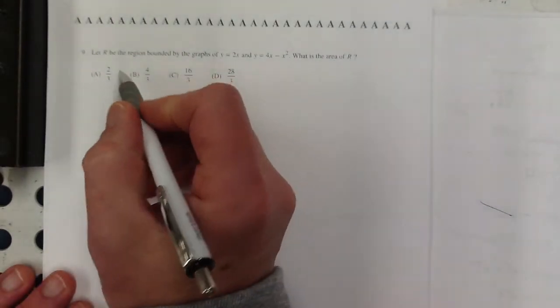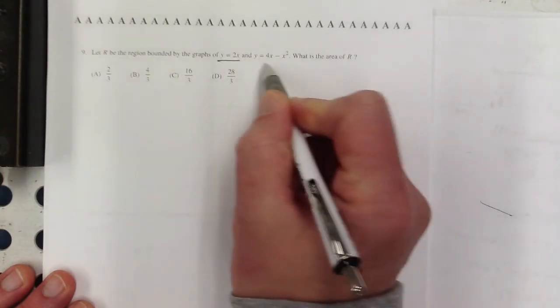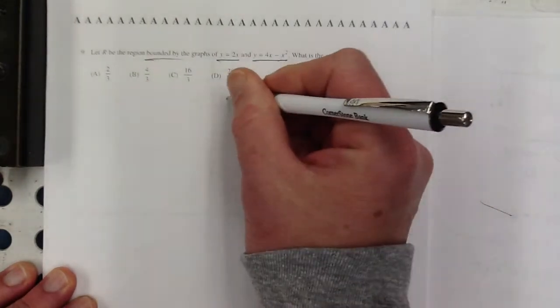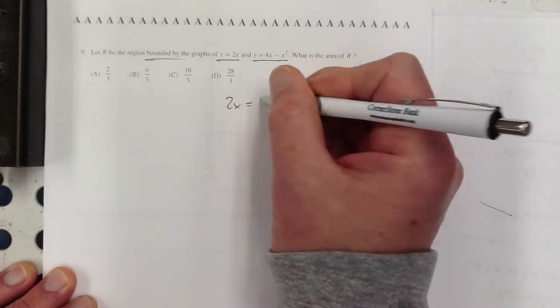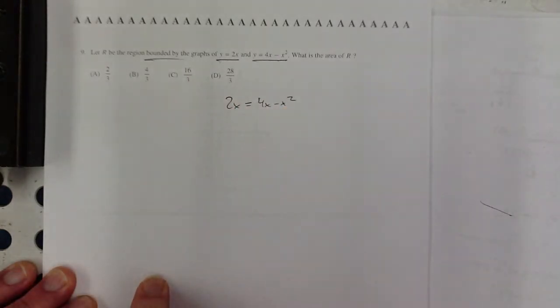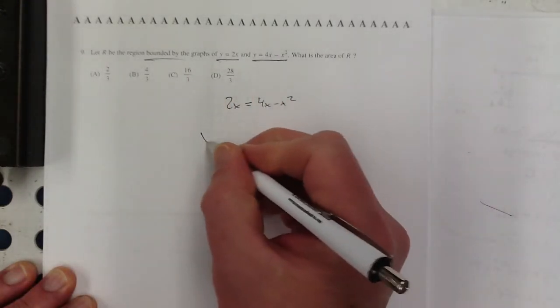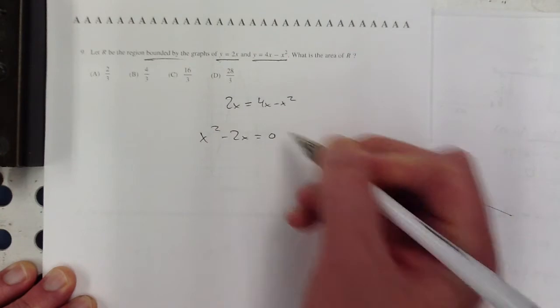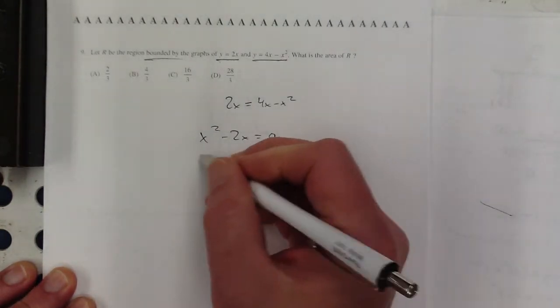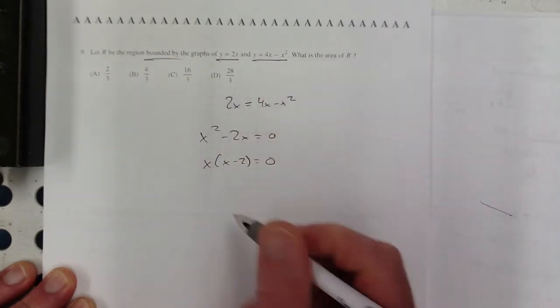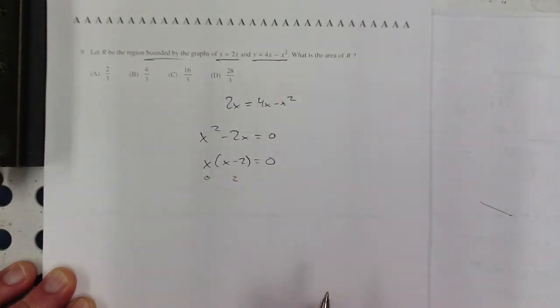Number 9, let R be the region bounded by the graphs of y equals 2x, and this, what's the area of R? Well, if I want to know the area bounded by them, I need to know where they intersect each other, so I'm going to set them equal to each other. And then I'm going to add things over to this side, x squared, and I'm going to subtract that over, minus 2x equals 0. And then I'm going to factor that into x times x minus 2 equals 0. So it looks like they intersect at 0 and 2.